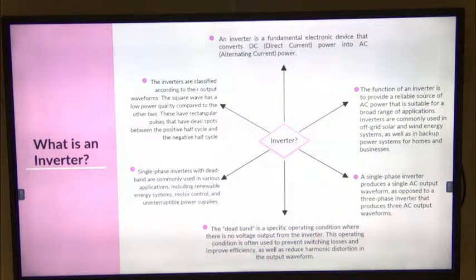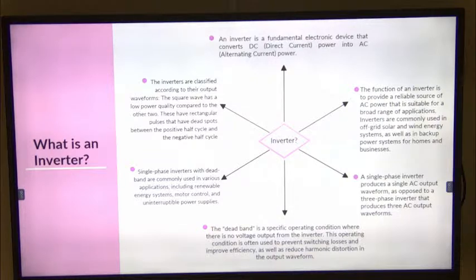I will be explaining what an inverter is. An inverter is an electronic device that converts direct current power into alternating current power. Its purpose is to provide alternating power that suits a broad range of applications. They're used in renewable energy and also as backup power for houses and businesses.